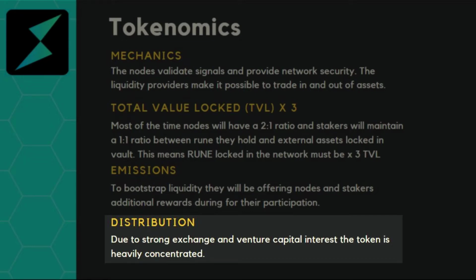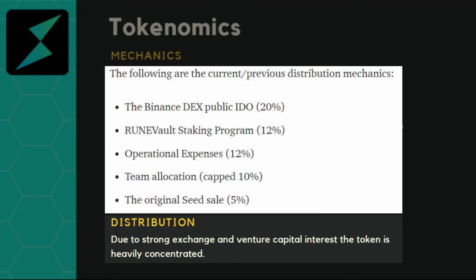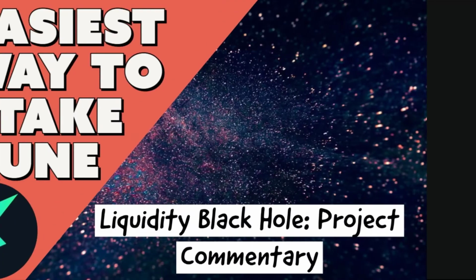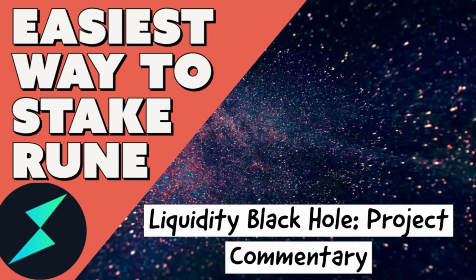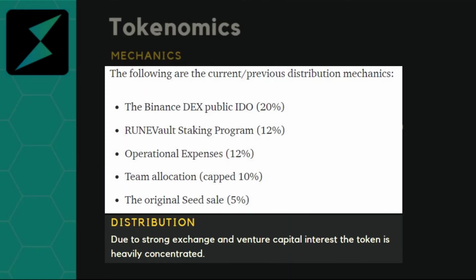So the current distribution looks like this. You have 20% that went to the public DEX IDO. You have another 12% that went to the staking program. And if you guys wanted to participate in that, make sure you watch my most recent video on Thorchain. You have 12% that went to operational expenses. You have 10% that was allocated to the team, and you have 5% that went out in the original seed sale.